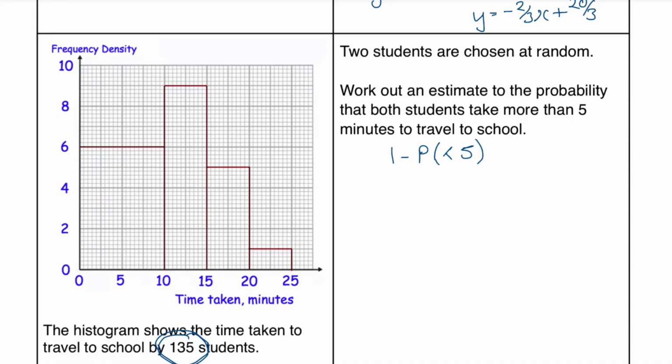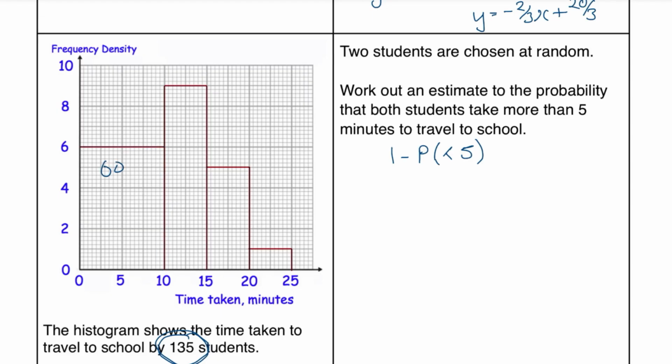However, I do have a slight problem, which is, whilst I think it probably is the case, and this is a GCSE question, not an A-level question, so it's very likely to be the case, I'm not actually sure these frequencies add up to 135. And I might have to use a scale factor. So I'm going to check quickly. So I'm quickly going to work out the area of each of these rectangles. So I'm looking at this rectangle here. So 10 times 6 is going to be 60.